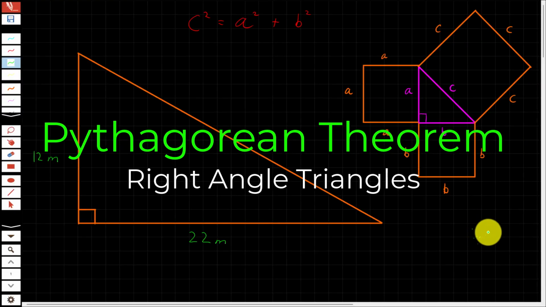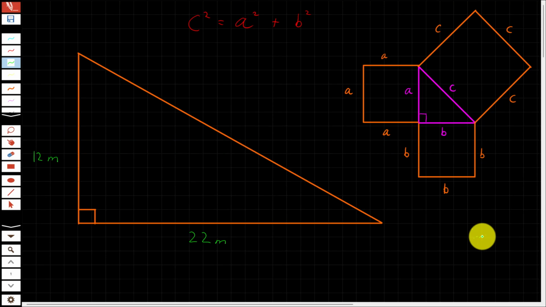In this video we're going to look at the Pythagorean theorem, and we're going to use the theorem to solve the missing length on a right angle triangle. So the Pythagorean theorem states that c squared equals a squared plus b squared.